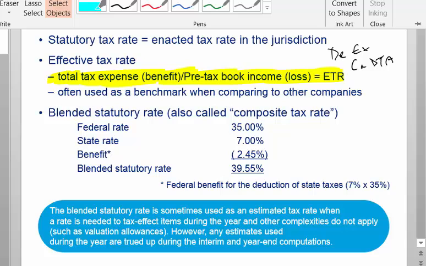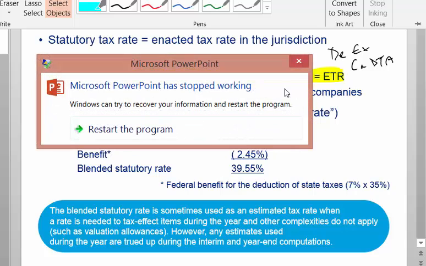Because this is a cool skill to be able to... Oh, that is not good. Let's see if it'll... Oh, boy.